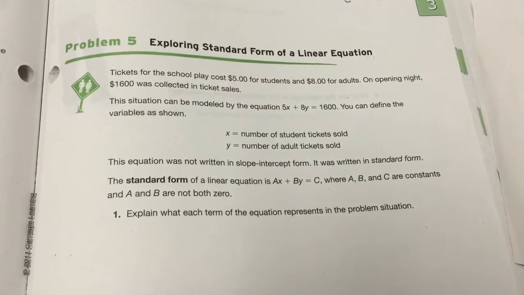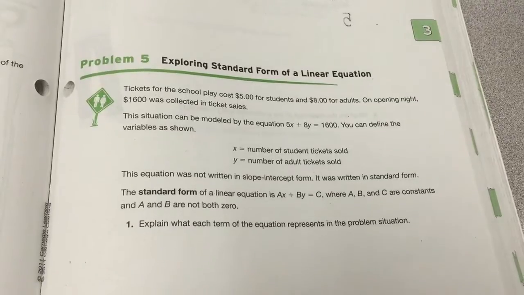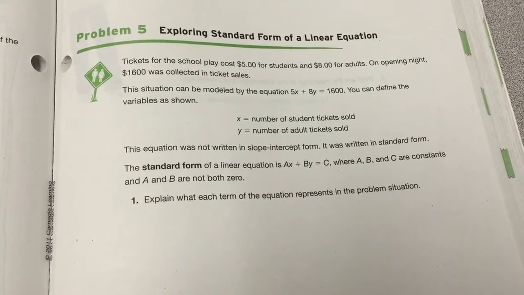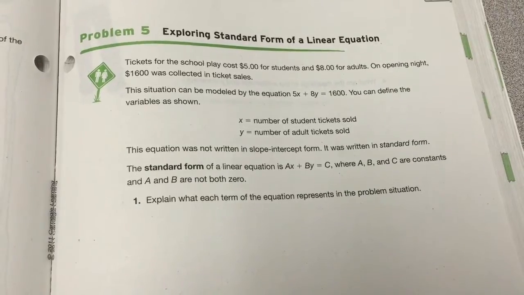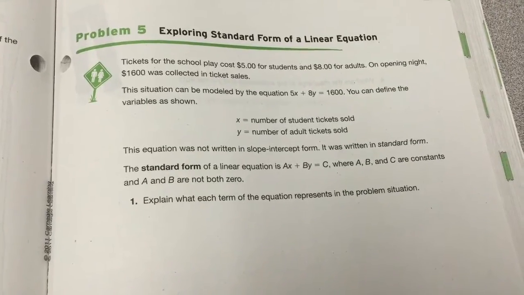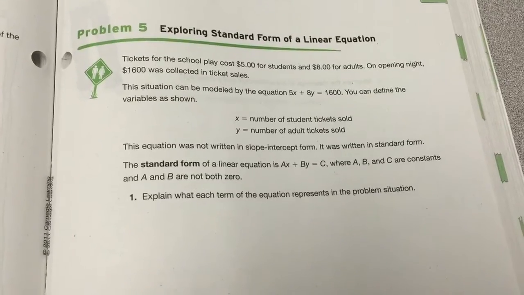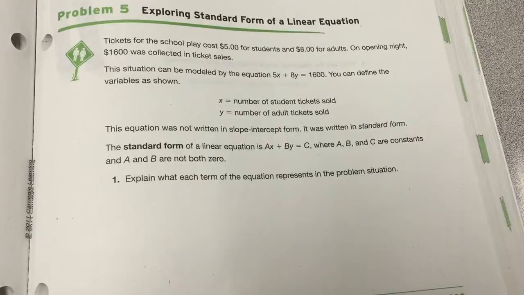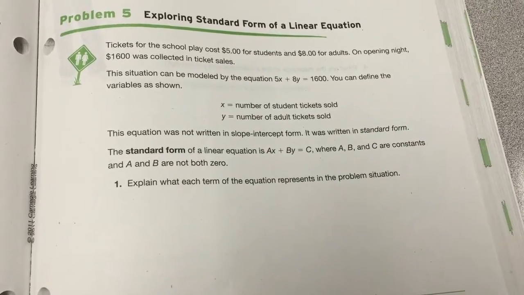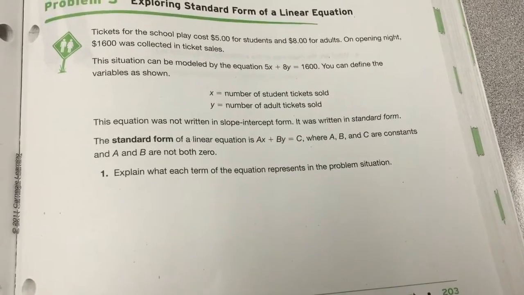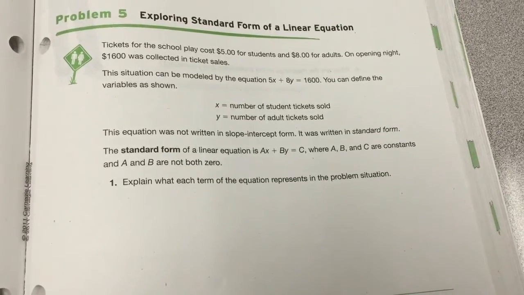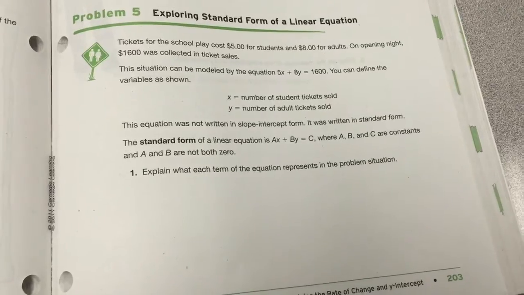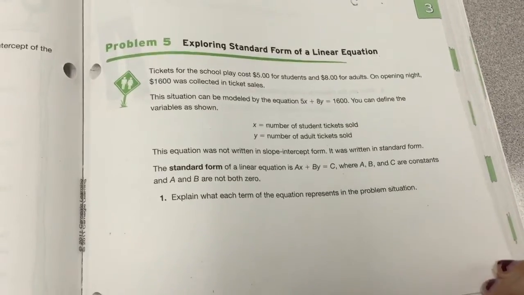So I'm not going to write it down, but I expect you to be writing it down as I'm talking about it. So your 5x represents the cost of the student tickets multiplied by the number of student tickets sold. And your 8y is the cost of an adult ticket, because it's $8, multiplied by however many they sold. And then your 1,600 represents the total that was collected in ticket sales on opening night.